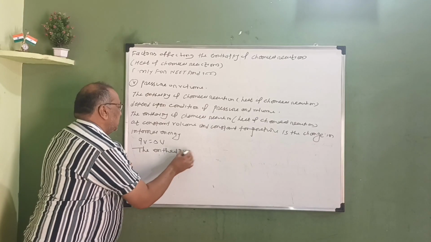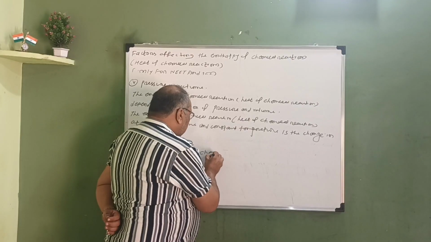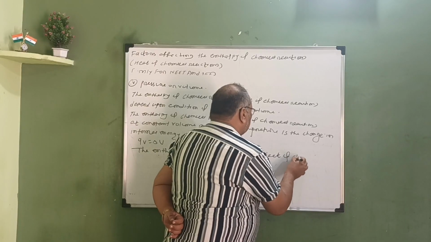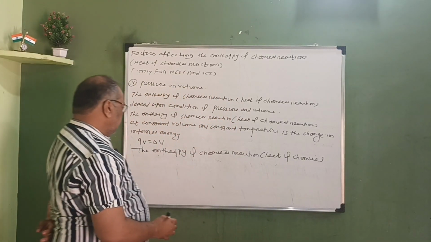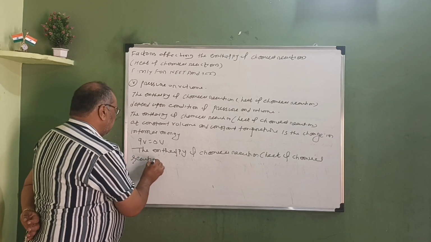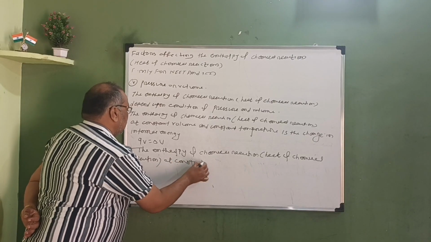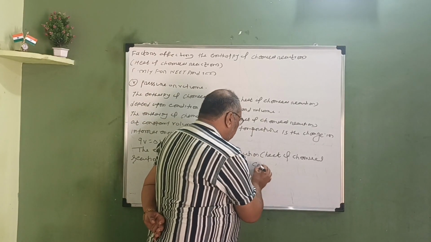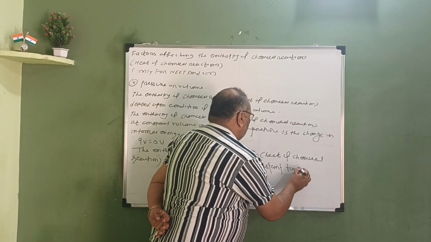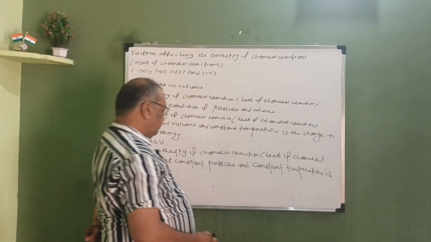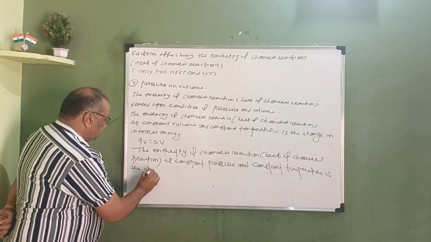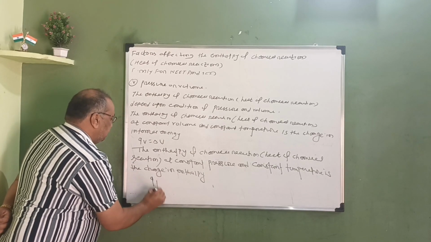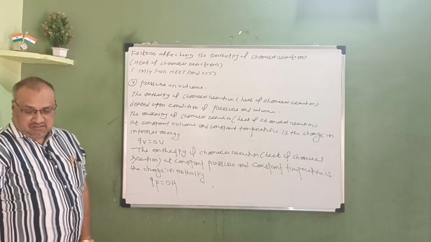Now the enthalpy of chemical reaction, that means here heat of chemical reaction, at constant pressure and constant temperature is the change in enthalpy. That means here QP equal to delta H.